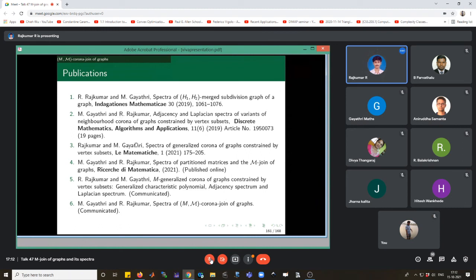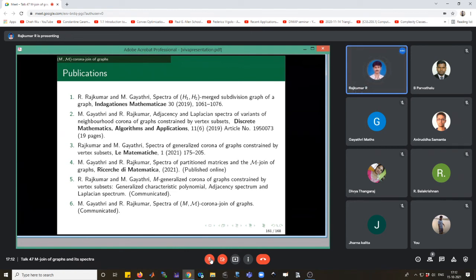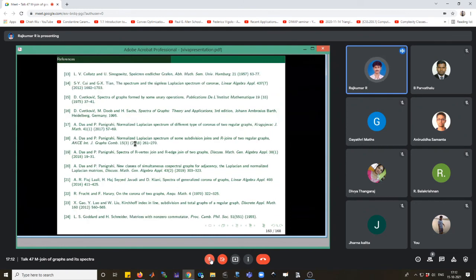So what we have finally with this M join and M Kronecker of graphs, we have defined, generalized all the graph operations defined up to now as variants of join of graphs and Kronecker of graphs, and we have obtained the results on the spectra of graphs. From those results we can deduce all these spectra results. So this is the main contribution of this research. And these are some of the references.